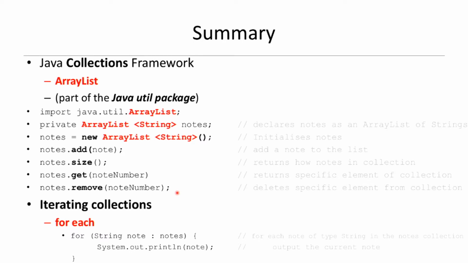And then we saw our new syntax for iterating collections, the for each loop. Again, for each note of type string in the notes collection, what do we want to do? We want to print line that specific note. So notice that there's no index being used. There's no loop control variable being used with the for each loop.